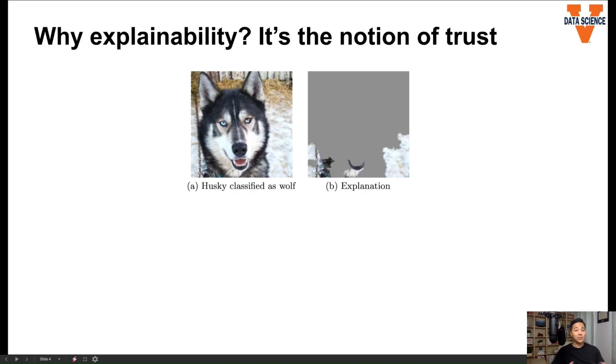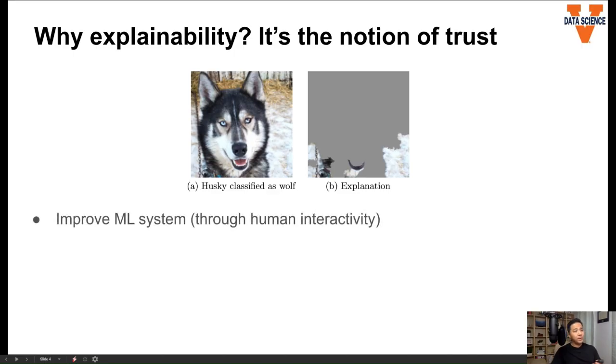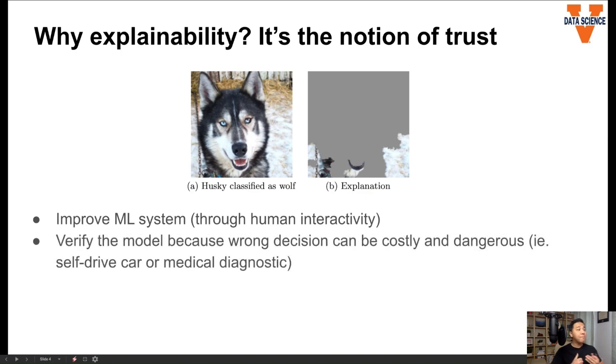Obviously this model is not very good because it was using the wrong information to predict, even though it was correct in some cases on unforeseen data. But through human interactivity, we can improve machine learning systems. Sometimes you need to verify the model, because what if your mission is critical and any wrong decision could be the difference between life and death? For example, self-driving cars or medical diagnostic tools.